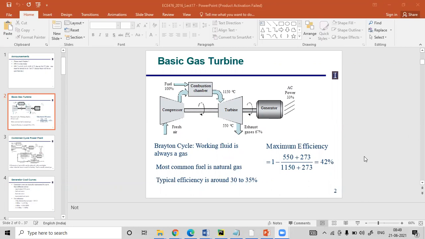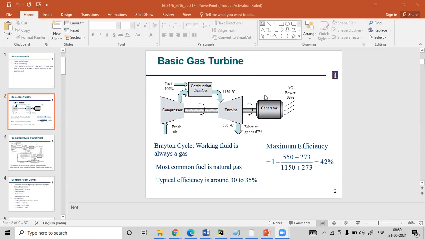Today I am going to start the first topic of Module 5, that is generator cost curve. To explain this topic, there is a requirement of basic understanding of the generator operation, how the power is generated at the generating end or at the turbine end. Then let's start. You can see this is the basic diagram of a gas turbine.